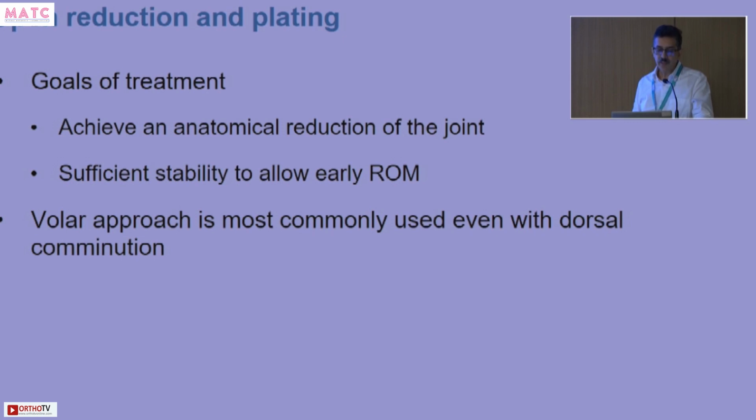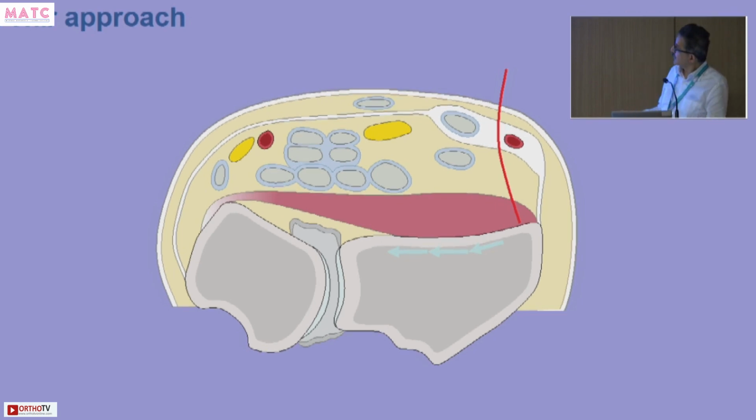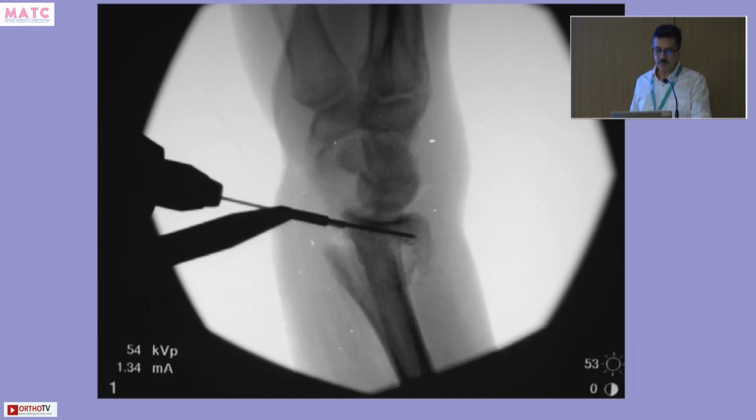Open reduction and plating. My most common approach is volar approach, flexor carpi radialis approach, and fix with the volar plate. Achieve anatomical reduction as far as possible or the acceptable reduction and fix the plate. So this is the volar approach. Basically you have to go through the flexor carpi radialis, and that's the pronator quadratus. You have to reflect the muscle and then you can reach the volar surface of the distal radius.